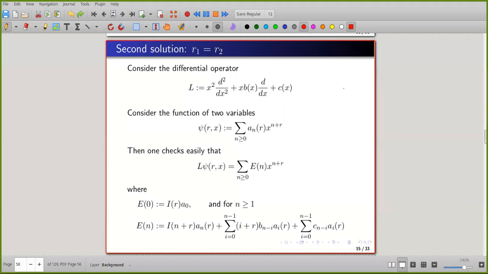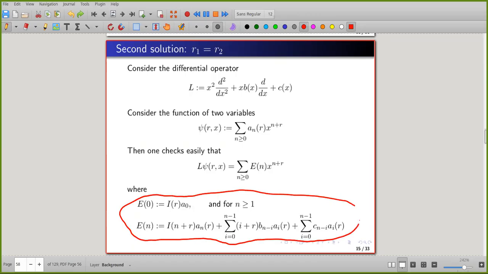So one easily checks that L psi of r, x is equal to the summation over n greater than or equal to 0 of E_n x to the power n plus r, where the E_n are given as follows. This is an easy check which you can do. Once again, I is the indicial equation.